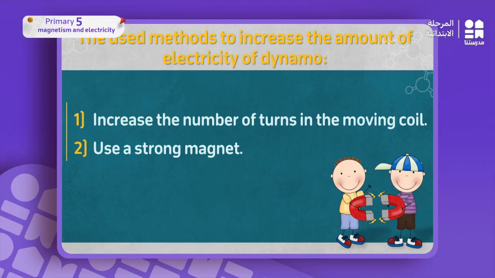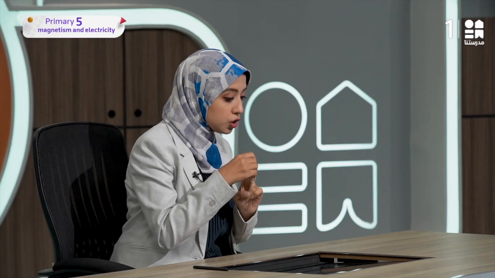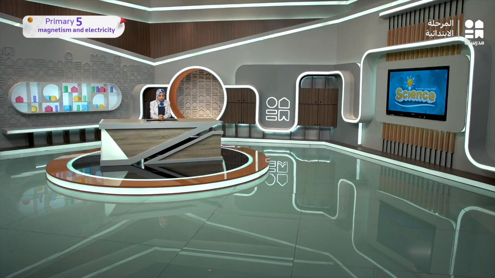Or increase the movement of the coil between the two poles. That's the first thing. The second thing: use a strong magnet. We use a stronger magnet. Isn't the dynamo a magnet and a coil? So either we increase the turns of the moving coil, or we make the magnet stronger. We use a strong magnet. Okay. So now we know how to increase the electric current that's generated by the dynamo.